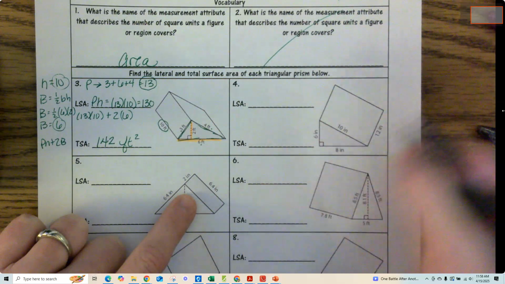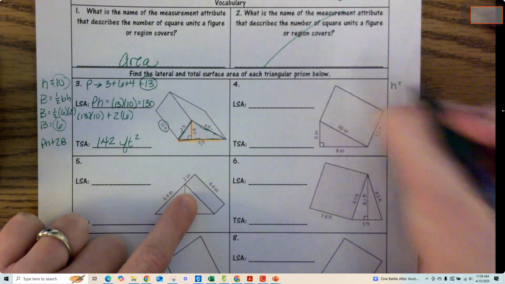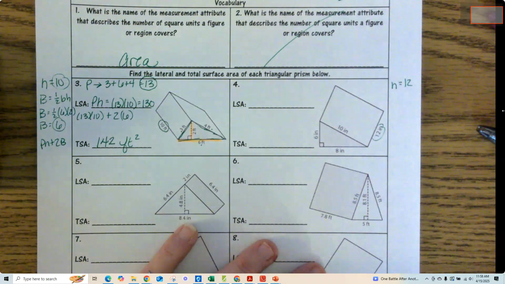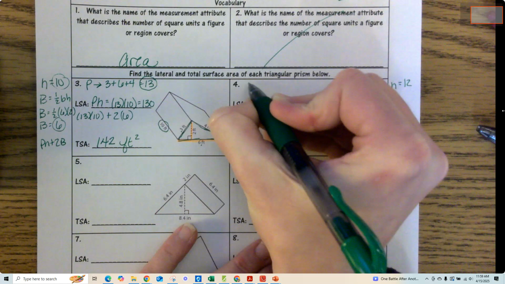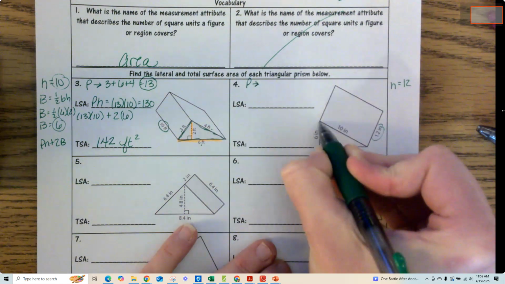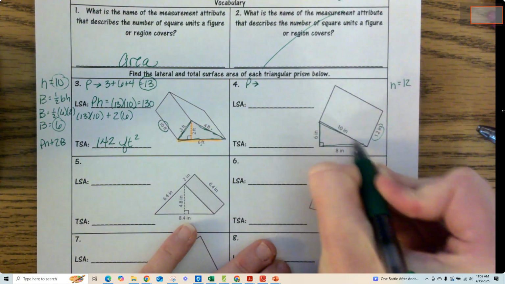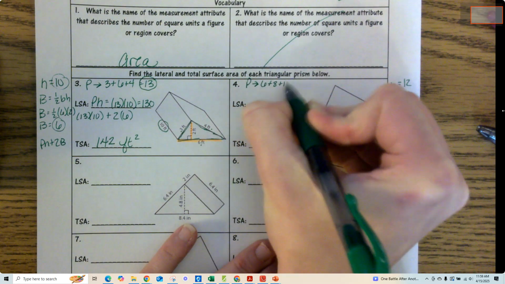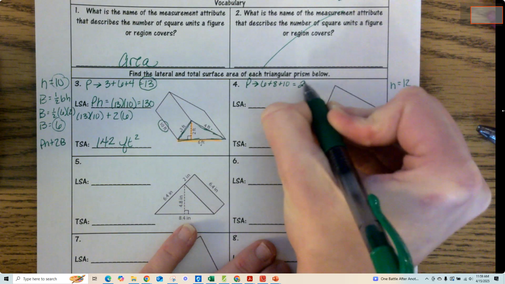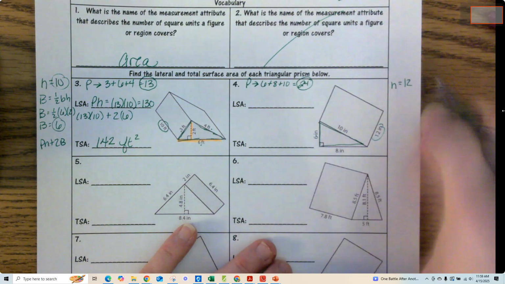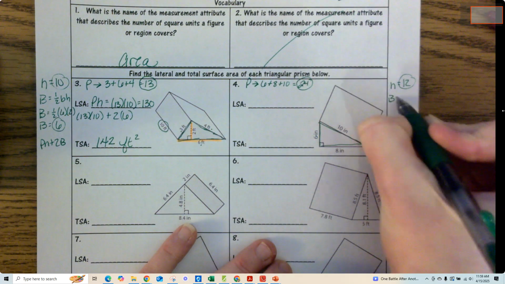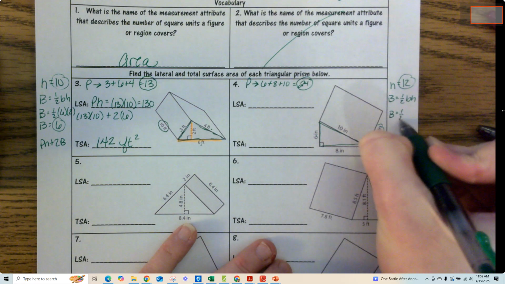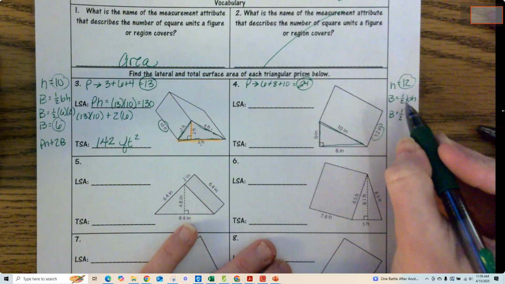All right, so number 4. What's my height on number 4? 12. Okay, so we use that number. We're not going to use it again. Perimeter. Okay, find your triangle. 6 plus 8 plus 10 is going to give me 24. And then big B, half little b h. Okay, so here's why I wanted to do this one. What are the two numbers I'm going to plug in for b and h here?